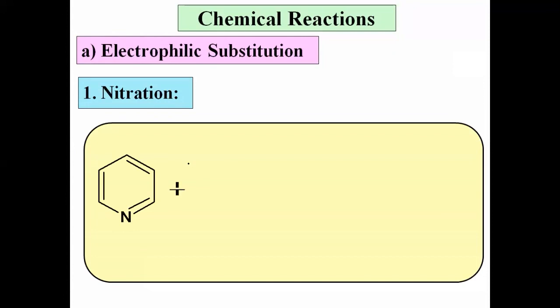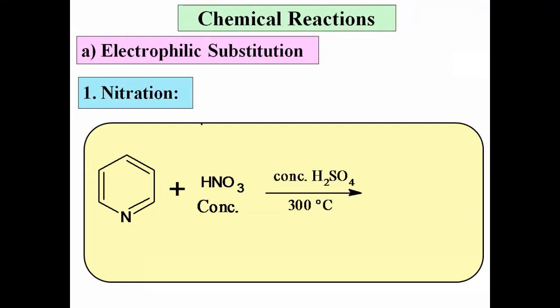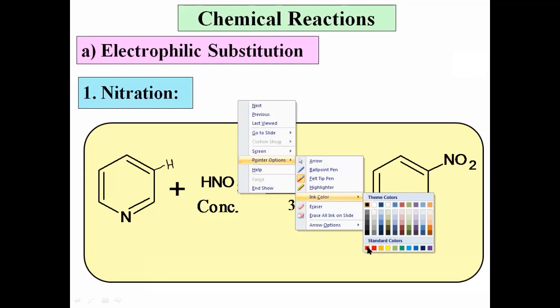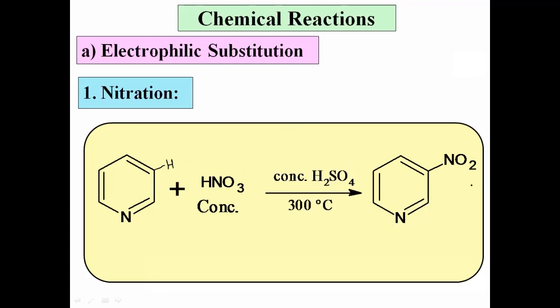Pyridine, when treated with concentrated HNO3, nitric acid. Now that reaction is carried out in the presence of concentrated H2SO4 at a high temperature of 300 degrees Celsius. Now what happens here? Each carbon has one hydrogen atom, and the hydrogen atom from position 3 is replaced by an NO2 group, and we get the corresponding nitro derivative, and this particular compound is called 3-nitropyridine.